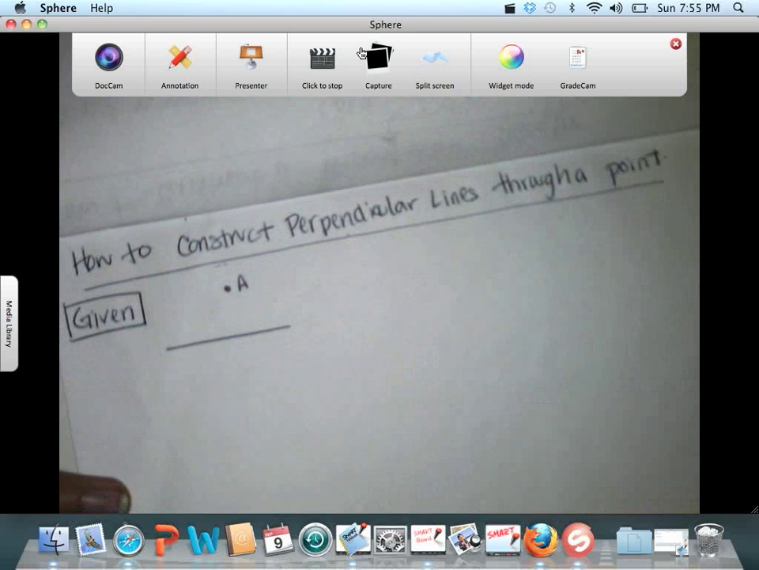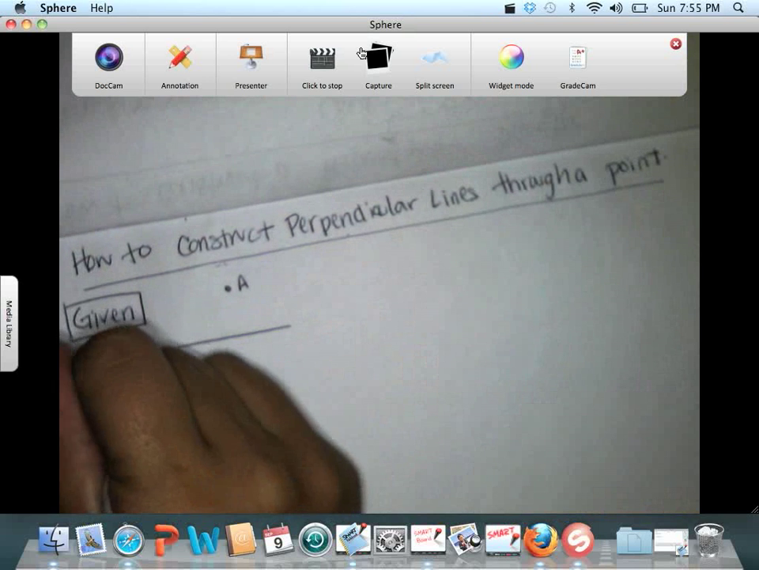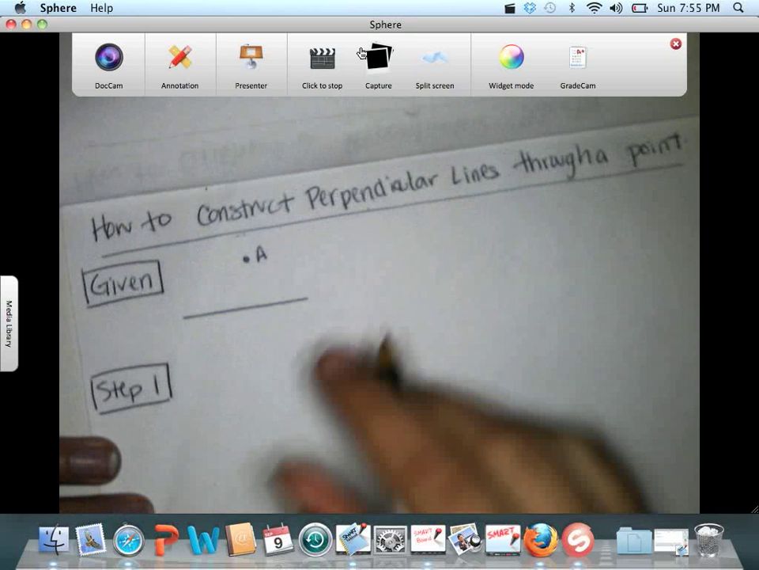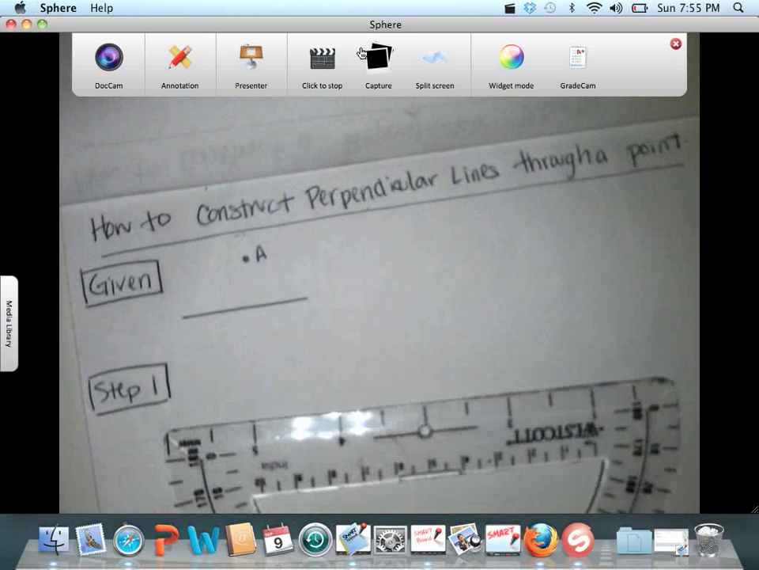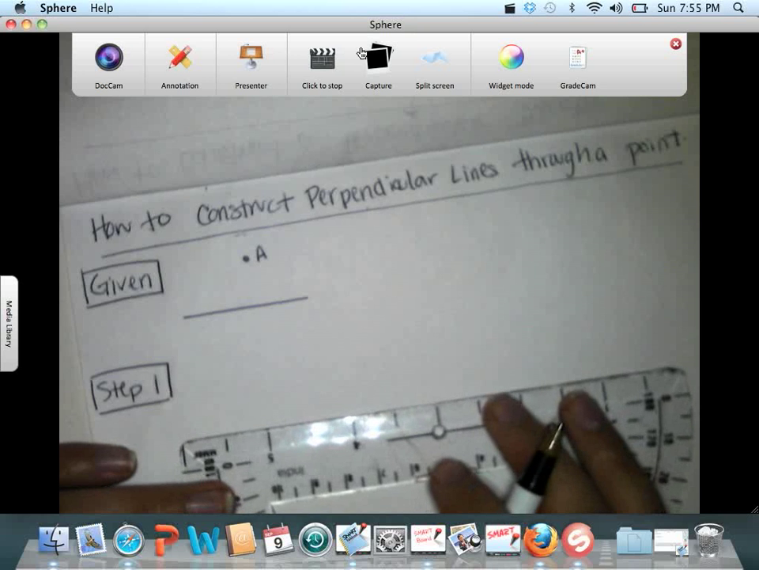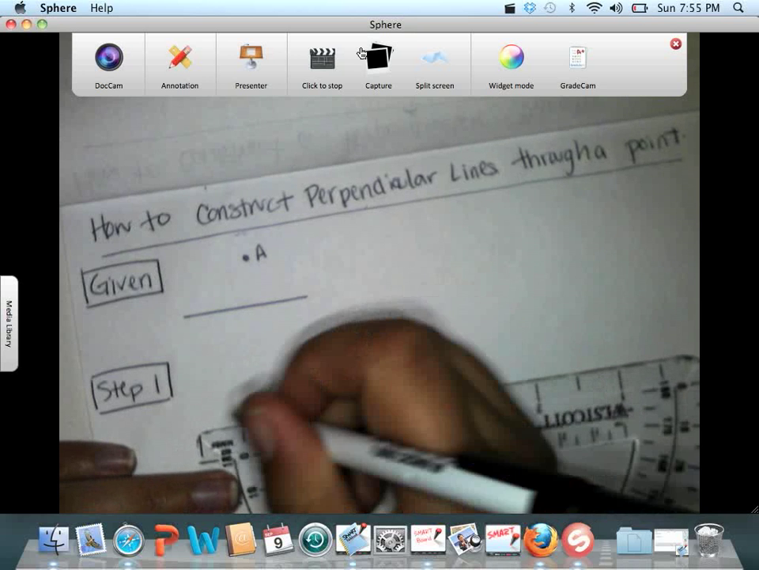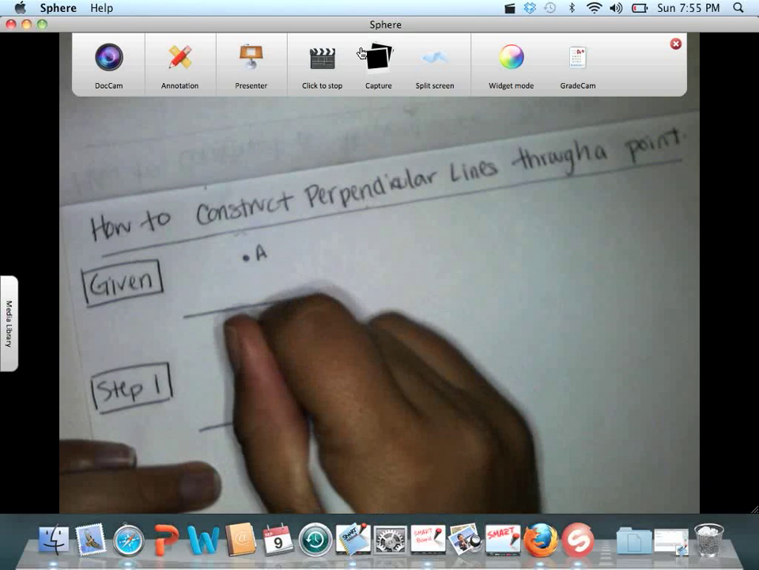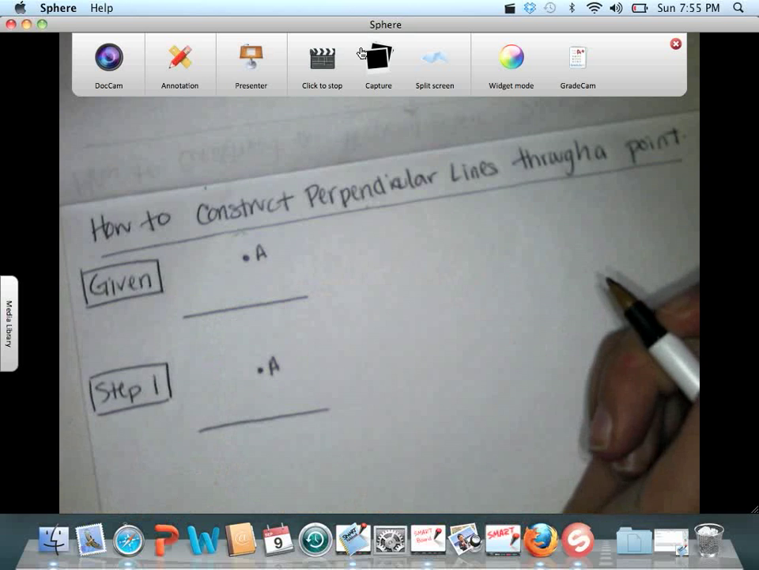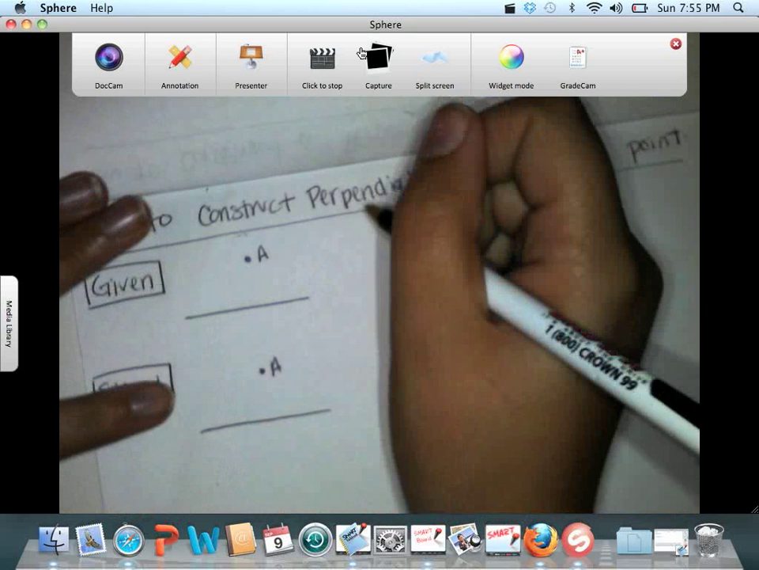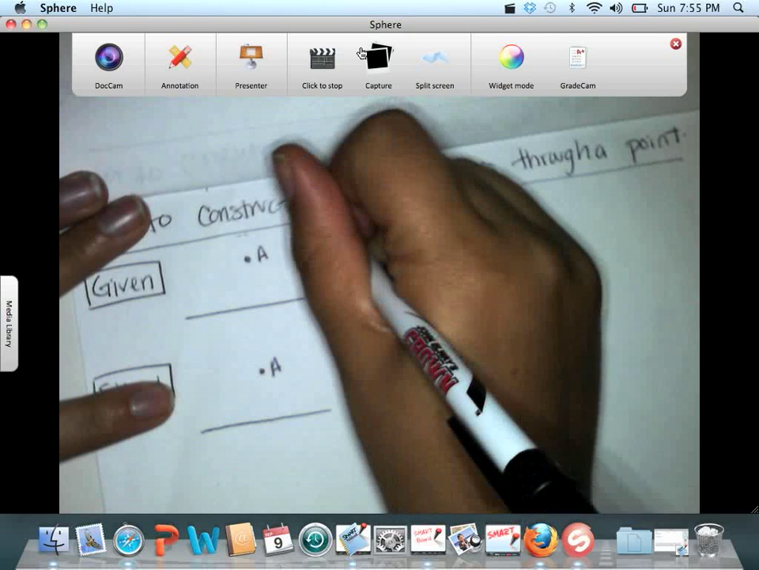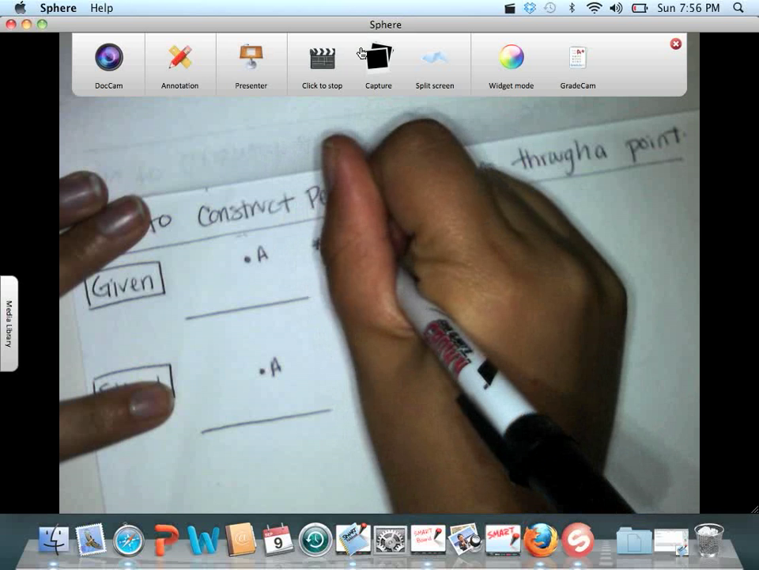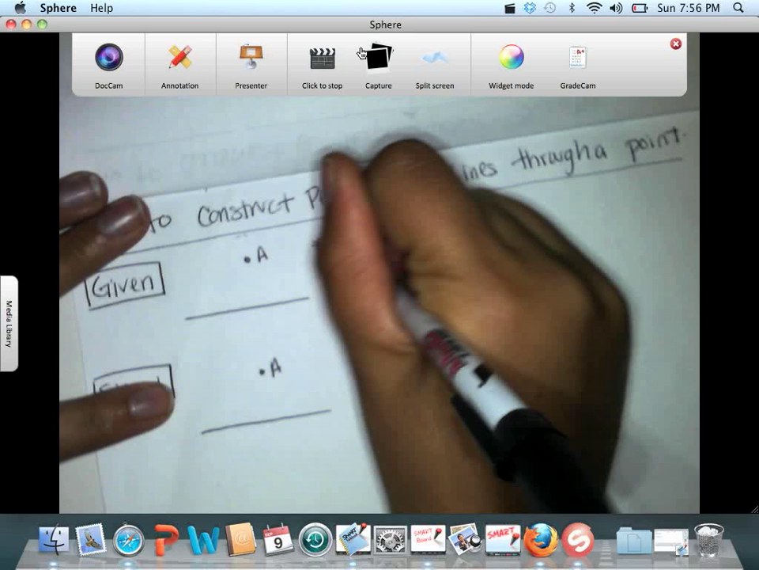Okay? So step 1. Alright, step 1 is you take your, let me redraw what I originally have. So we have a line with point A above it. Really quick, let me just write what we're given. So we're given a line and a point.